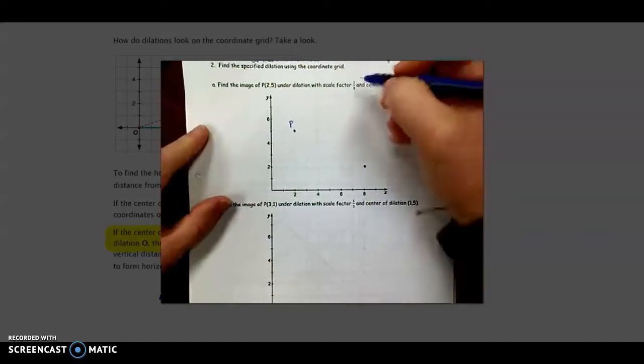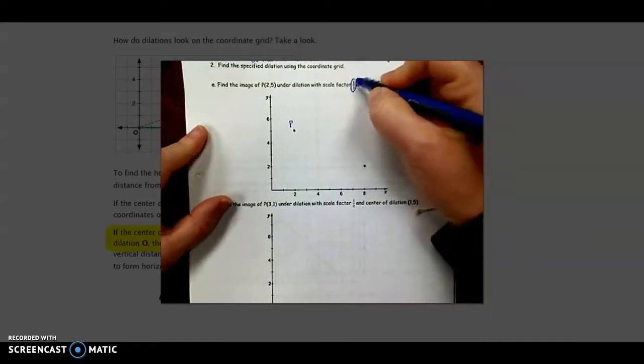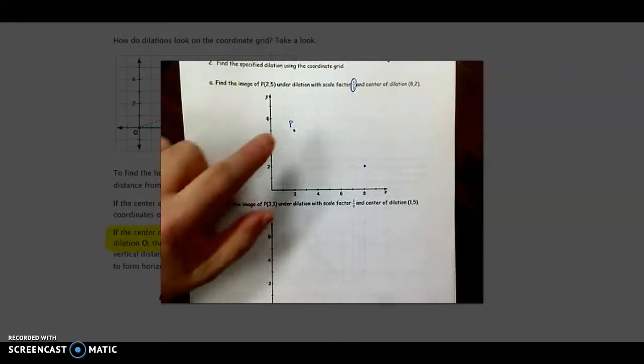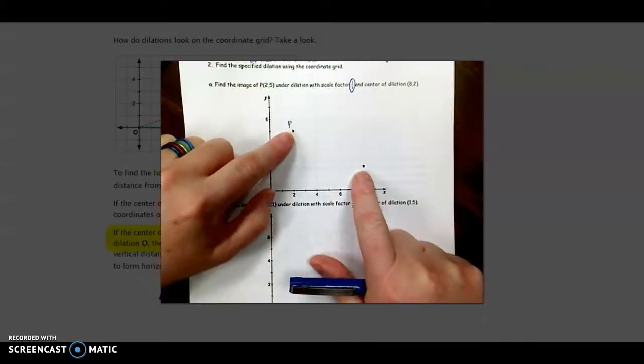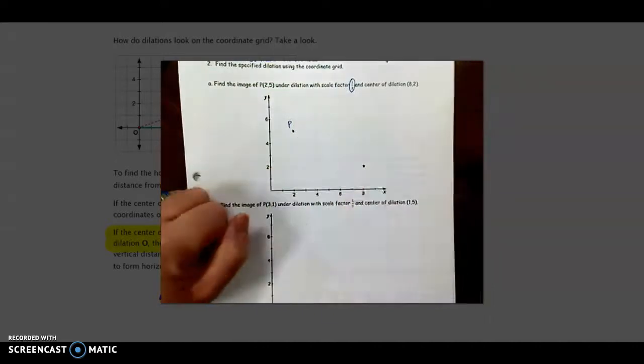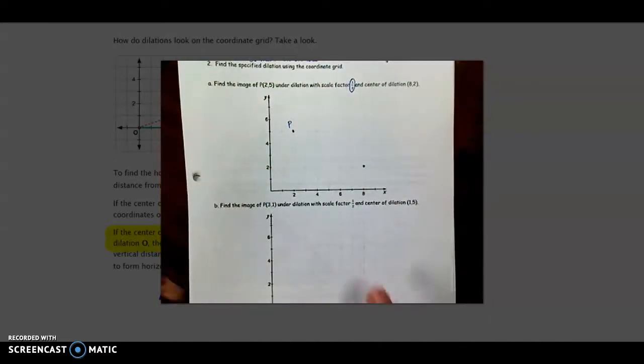Now, since my scale factor is 1/3, anytime your scale factor is between 0 and 1, remember that will make your points get closer to your center of dilation. So we can see where my pre-image is. I know my image point is going to be somewhere closer to the center of dilation than it was. And I know it's going to be on that line. So those are just some things to make sure that you understand.